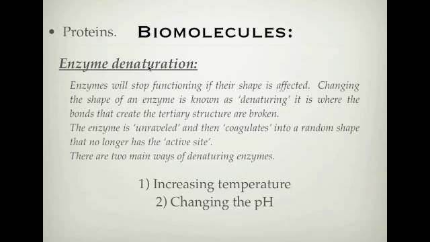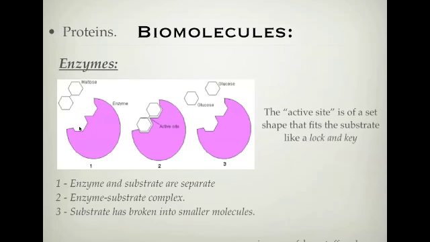Enzyme denaturation. Enzymes will stop functioning if their shape is affected. You can imagine that if we stuff up this shape here, what happens is the active site no longer has this perfect lock and key. If we can imagine it being a lock and key, someone is trying to break into your house. If they don't have the right key for that lock, it won't open. If the key doesn't match the lock, it won't open. So if we change what the lock looks like, we won't be able to catalyze that reaction.